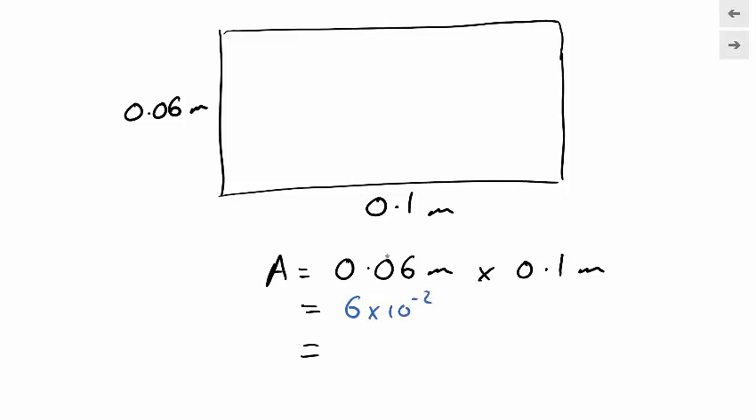Because 6 times 10 to the minus 2, I've got 2 zeros sitting in front. So that's 6 times 10 to the minus 2. That's metres still. Times 0.1 converted into standard form. That's 1 times 10 to the minus 1, metres still.